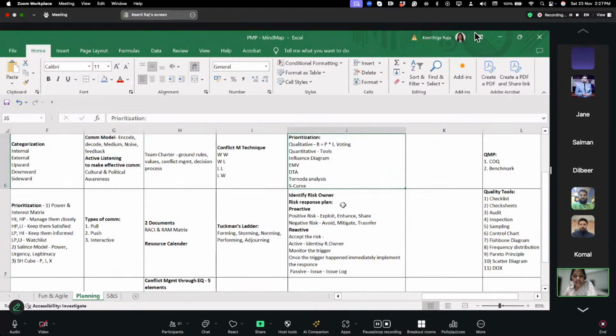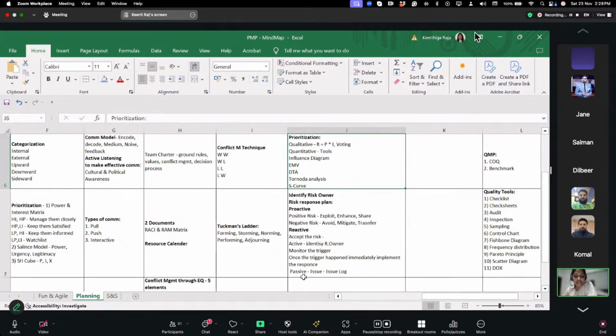Next, we need to identify the risk owner. After that, we need to plan for risk response. For the risk response, we have two different types: proactive and reactive. In proactive, we have positive risk and negative risk. Positive risk responses are exploit, enhance, share. Negative risk responses are avoid, mitigate, transfer. In reactive, we'll be accepting the risk, either actively or passively. Active is where we identify the risk owner and monitor the trigger. Once the trigger happens, we immediately need to implement the response.